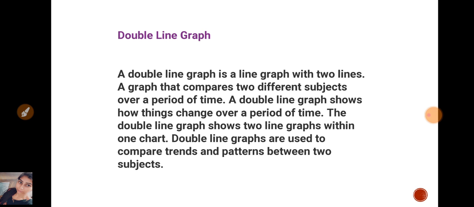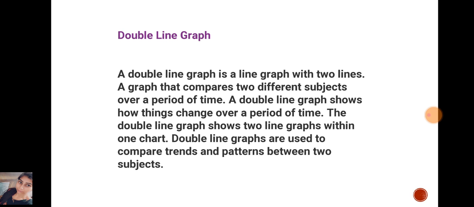So basically that is the same thing what we have studied for line graph, the same thing you're supposed to study even for double line graph. Only the difference is in line graph you have a single line to draw, and in double line graph there will be two variables that you are going to plot.